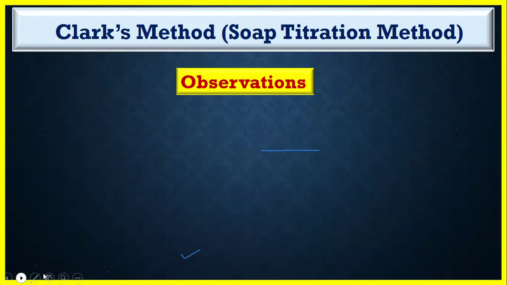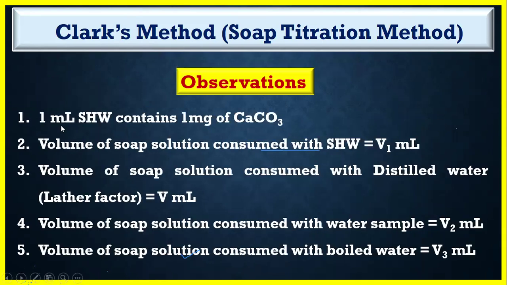So now the observations we have here: we know the strength of the standard hard water is that 1 ml of standard hard water is equal to 1 milligram of calcium carbonate.